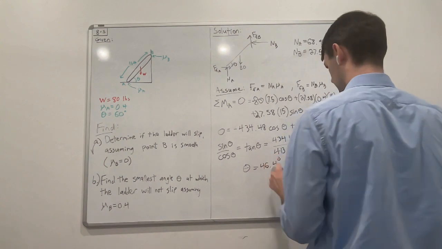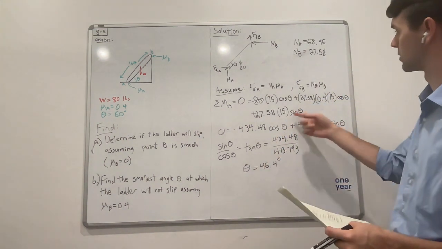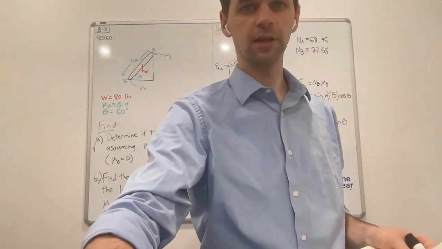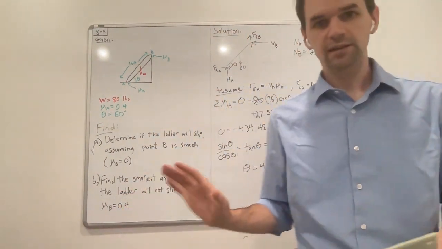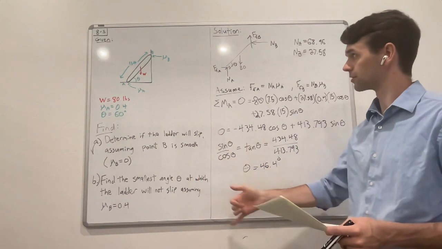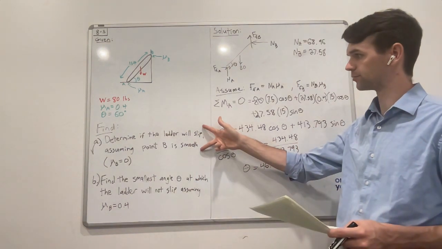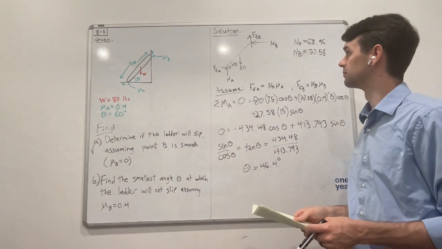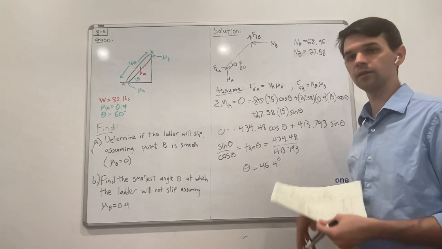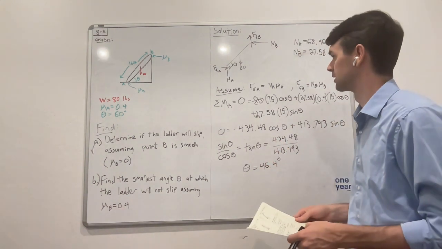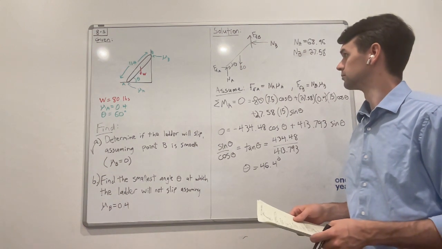46.4 degrees. And if you wanted to be thorough, you could plug that back in, make sure that everything balances out and works out okay. So that's the second part. Part B is probably a little bit harder than most of the stuff you'll have to do, but what we do in part A is something you'll do frequently in this unit: finding whether something's going to slip, finding what the forces will be at the point of impending motion, that sort of thing. And that's how we do it.